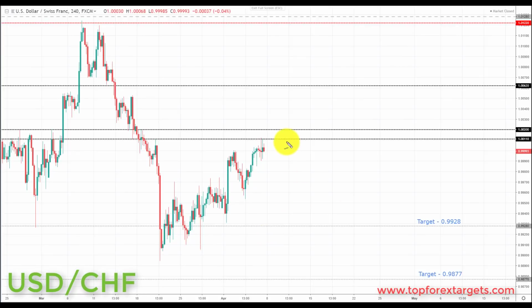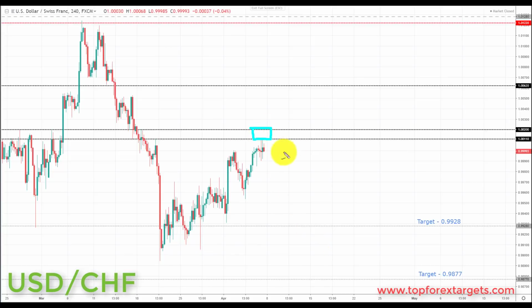Now last week we were looking for a correction into the 1.0011/1.0020 area. You can see we have tagged the bottom of this area down here. So this is now a place after that low volatility week last week. We're going to start to look for potential bearish formations and patterns.